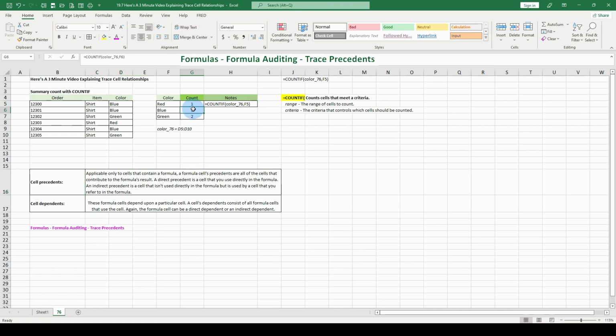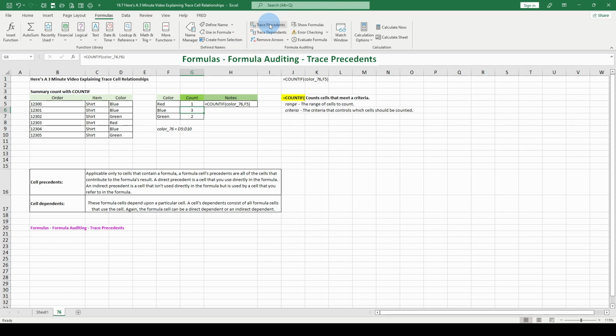Go up here, hit Formulas, Trace Dependents, and we're seeing there are no dependents with this particular cell. COUNTIF, are there any dependents here? Go to Formulas, Trace Dependents, and you could see there's a dependent here.